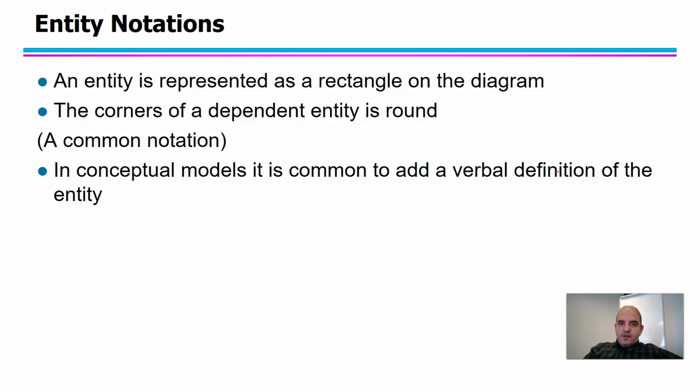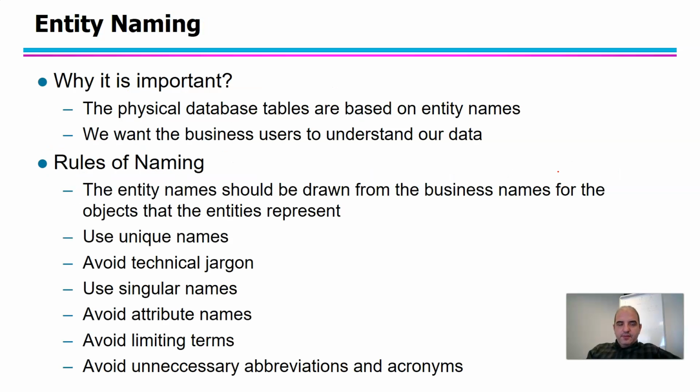Notations of entities are very important. Namings are very important. An entity is represented as a rectangle, as I said before. The corners of a dependent entity are generally round, and others are not round. And in a conceptual model, it is common to add a verbal definition of the entity. In a conceptual model, we want an explanation. We don't have the attributes, so we want to see an explanation for the entity.